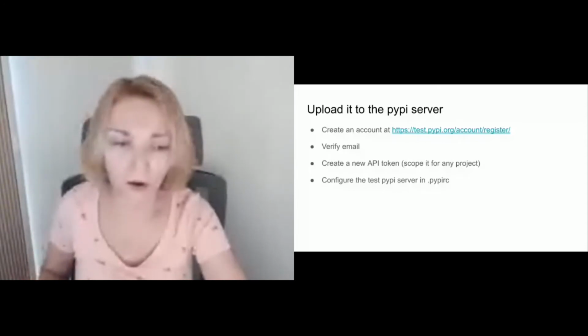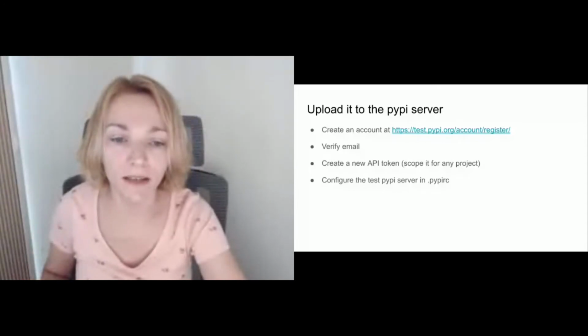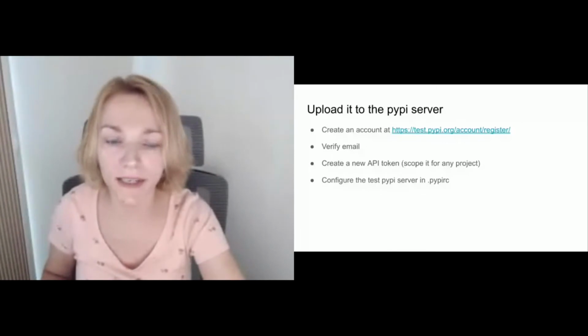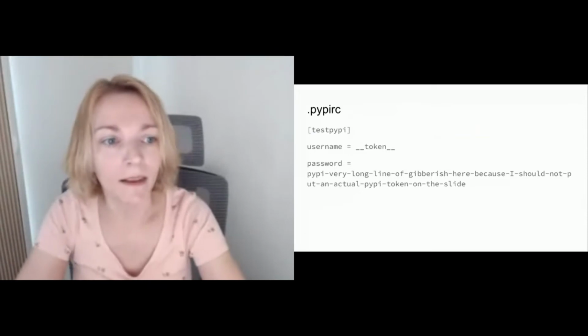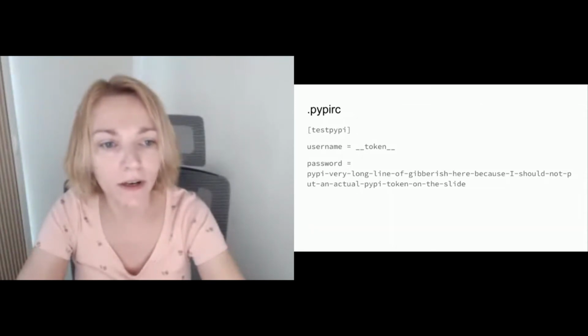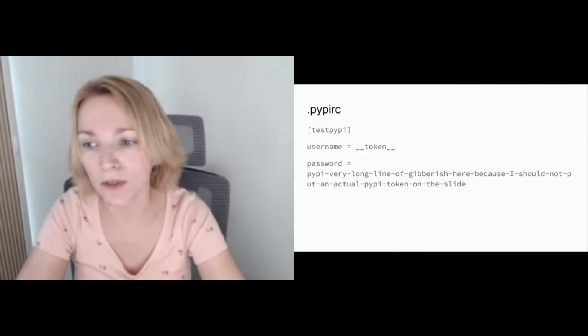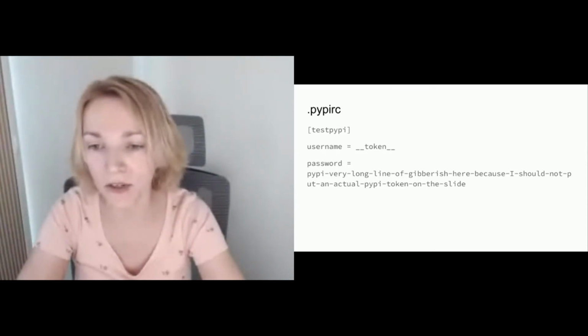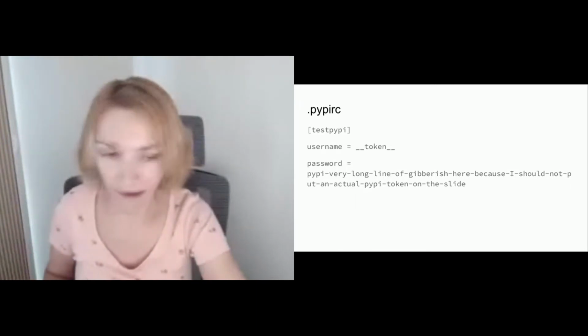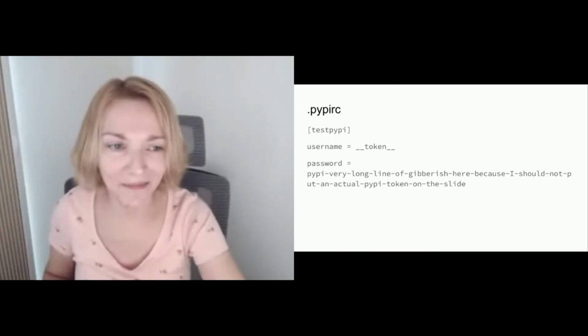So we're going to go and configure the test server in a special file called .pypirc. This special file lives in your home directory. This is how the .pypirc file looks. So first you create an entry for the test PyPI server, and you're going to say the username is __token__, because you're going to use a token and not login and password. And then in place of a password, you provide the actual token that you received on the PyPI website. I didn't put an actual token here.